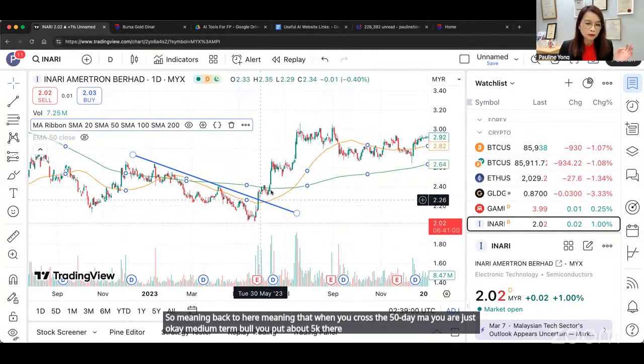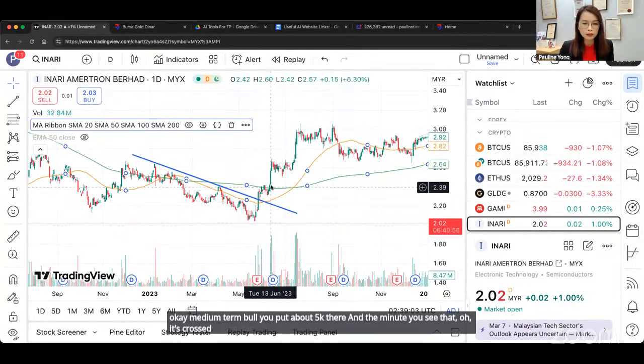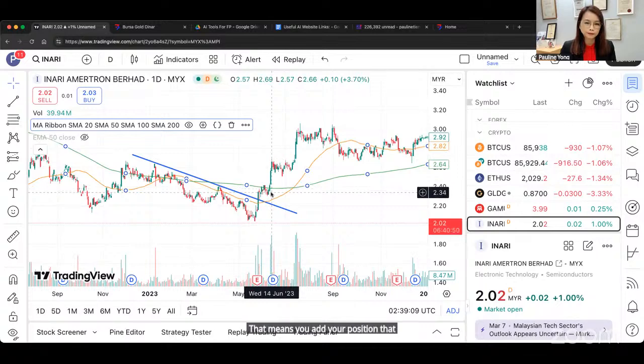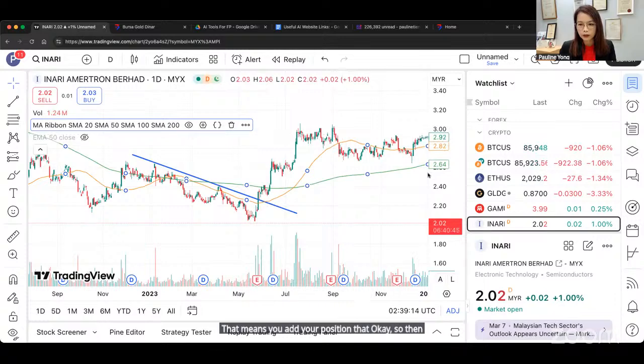And the minute you see that, oh, it's crossed the 200-day MA line, so it's a strong bull, I put 10K there. You get what I mean? That means you add your position there. Okay, so then shouldn't trade on unit trust, right? UT is for long term.